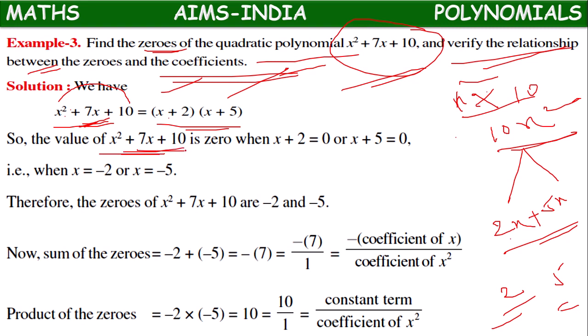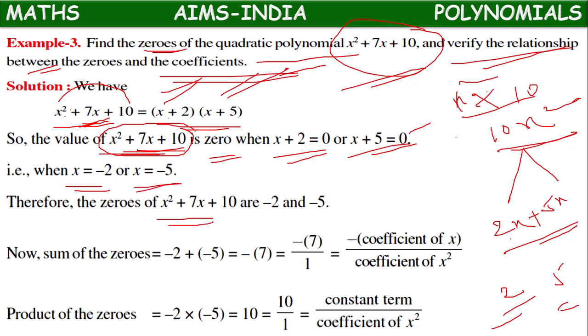So this will be 0. The given quadratic polynomial will be 0 when x plus 2 equals 0 or x plus 5 equals 0, or when x equals minus 2, x equals minus 5. Therefore, the zeros are minus 2, minus 5.